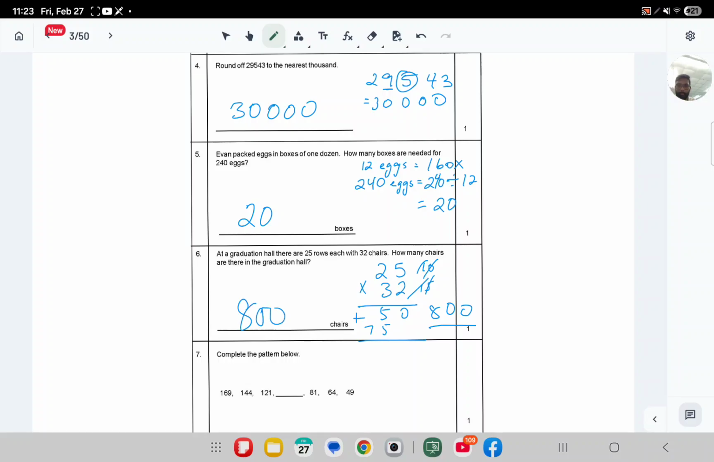Complete the pattern below, 169, 144, 121. We realize the pattern is decreasing, and we also realize that these numbers are square numbers. So we know that 13 by 13, 12 by 12, 11 by 11, so this will be 10 by 10, which is equal to 100.